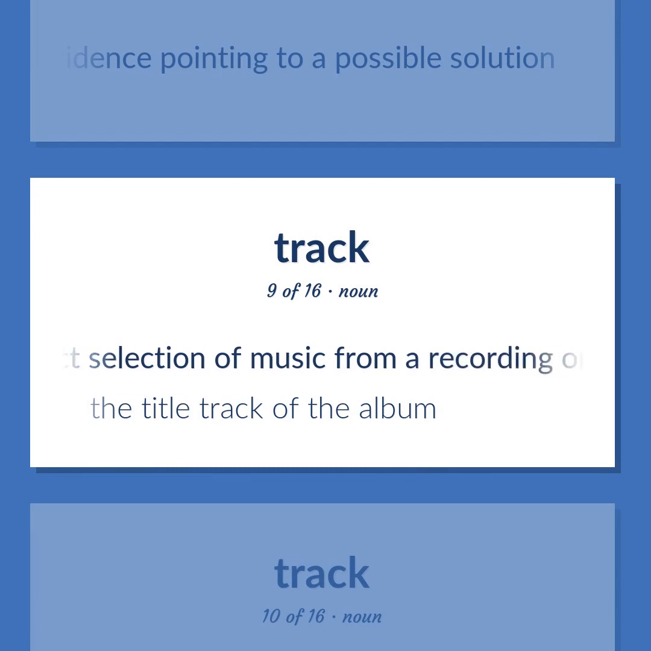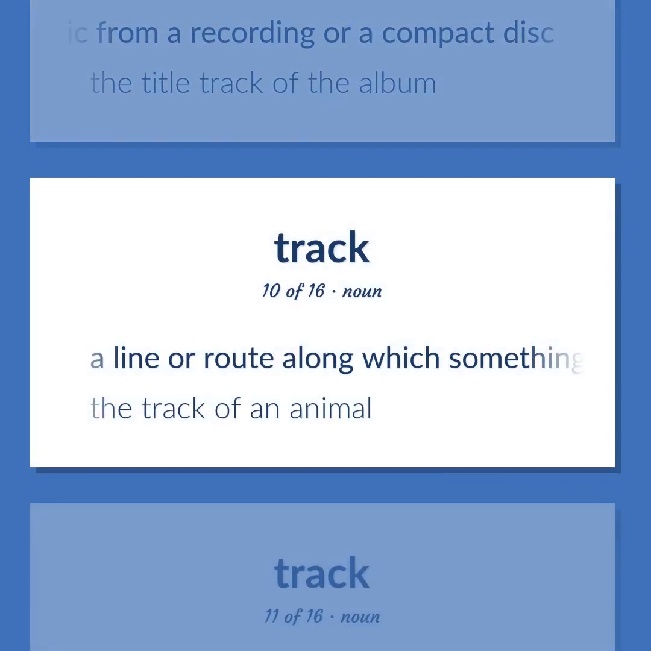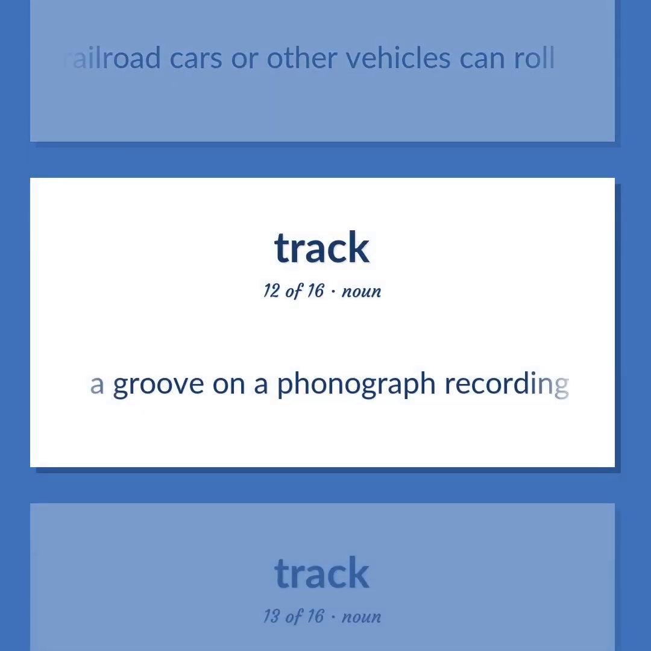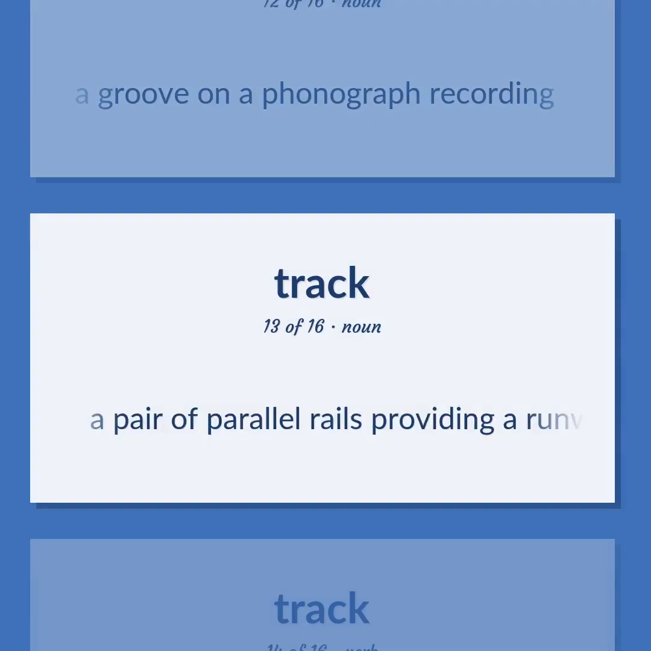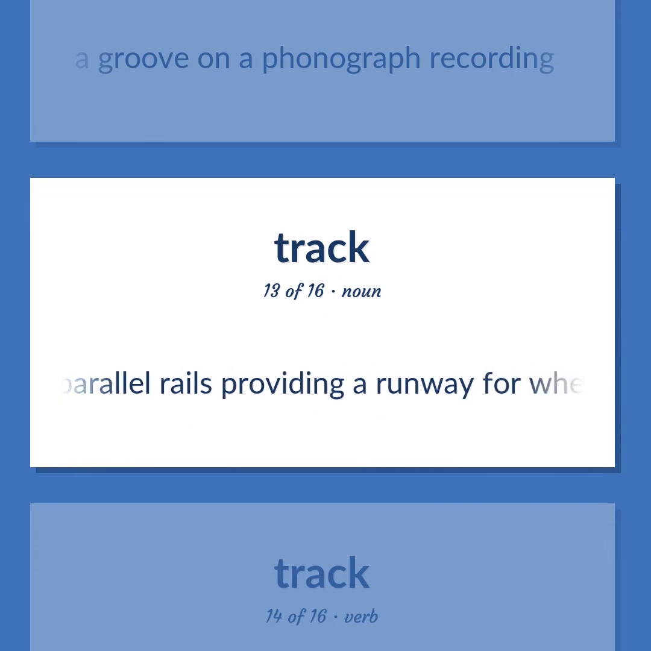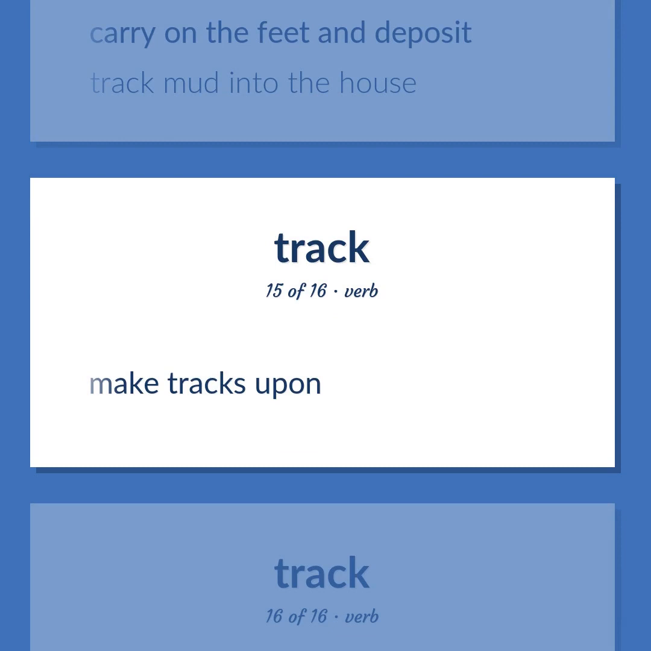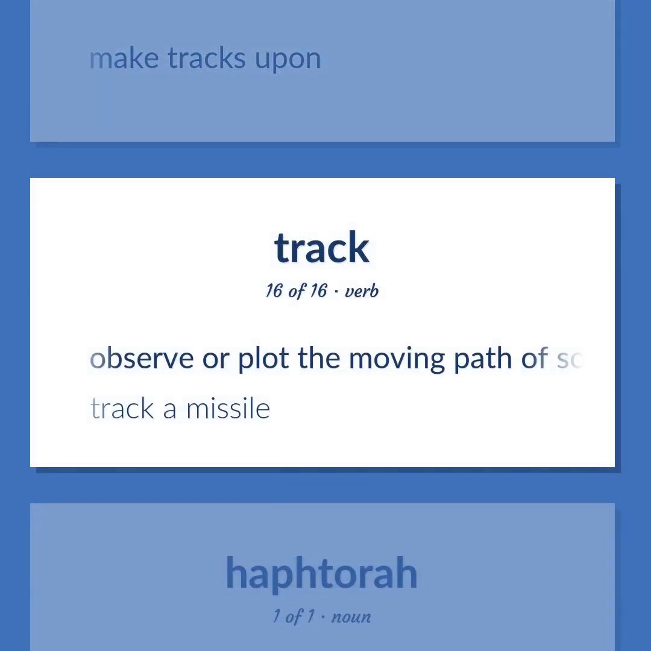A distinct selection of music from a recording or a compact disc. The title track of the album. A line or route along which something travels or moves. The track of an animal. A bar or pair of parallel bars of rolled steel making the railway along which railroad cars or other vehicles can roll. A groove on a phonograph recording. A pair of parallel rails providing a runway for wheels. Carry on the feet and deposit. Track mud into the house. Make tracks upon. Observe or plot the moving path of something. Track a missile.